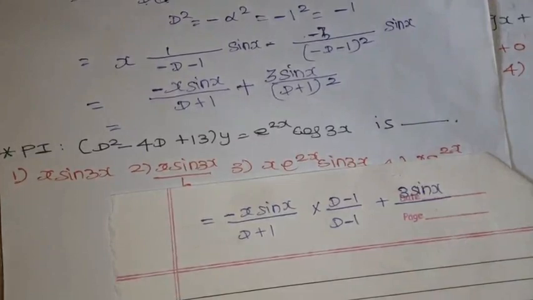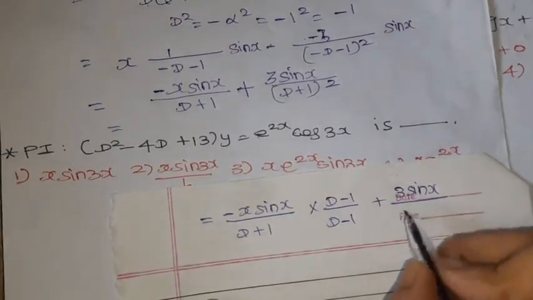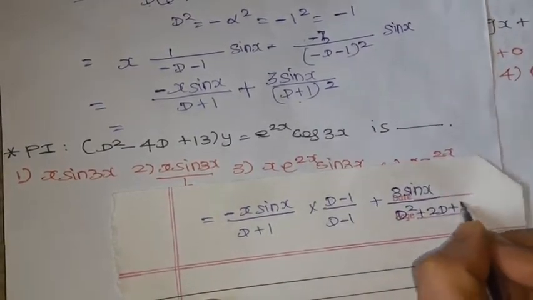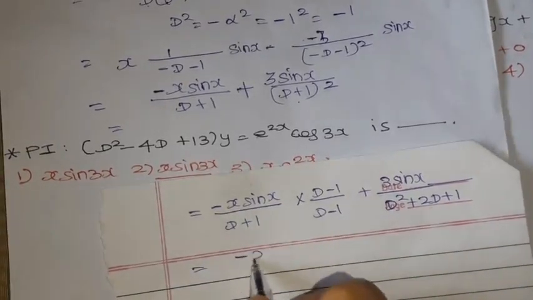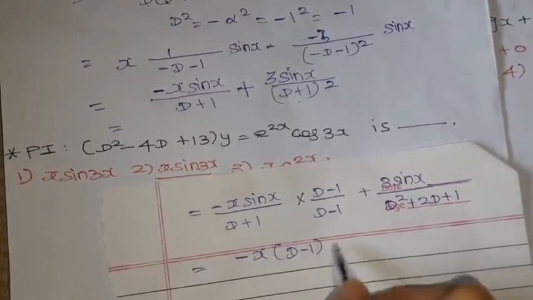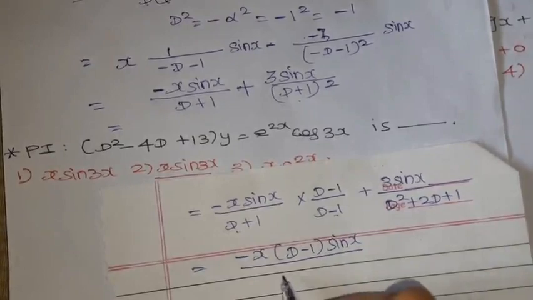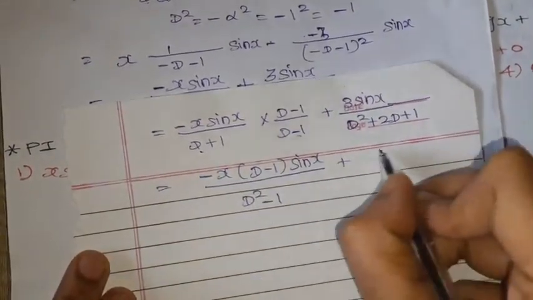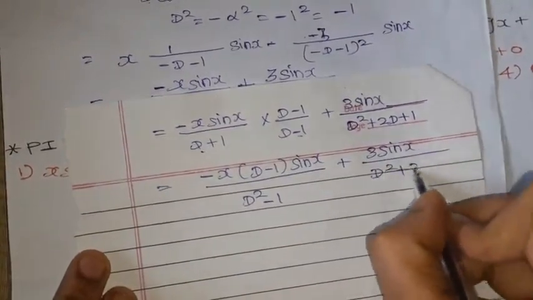Here d plus 1 the whole square, we can expand with the a plus b whole square formula: d squared plus 2d plus 1. Then the numerator is multiplied by d minus 1. So minus x into d minus 1 into sin x, divided by a plus b into a minus b, so d squared minus 1. And here 3 sin x divided by d squared plus 2d plus 1.